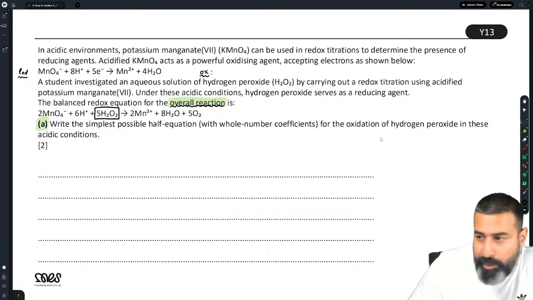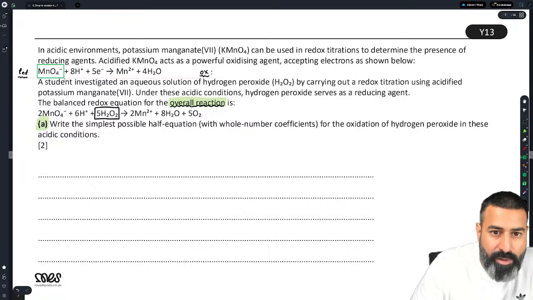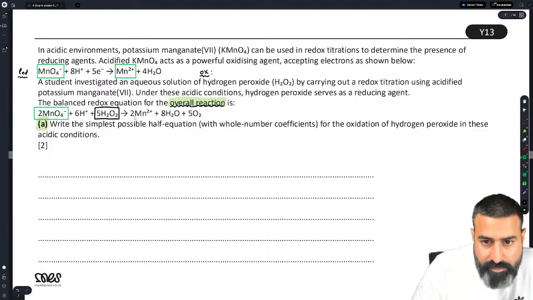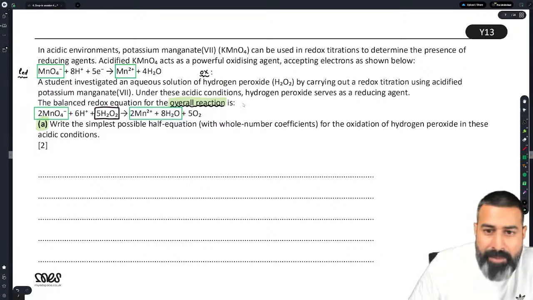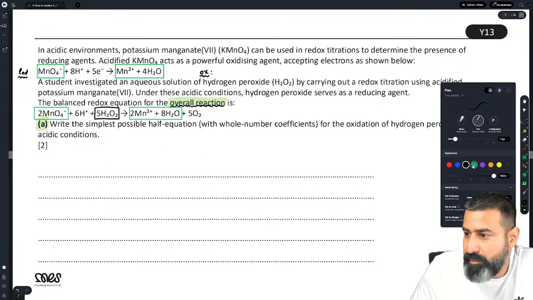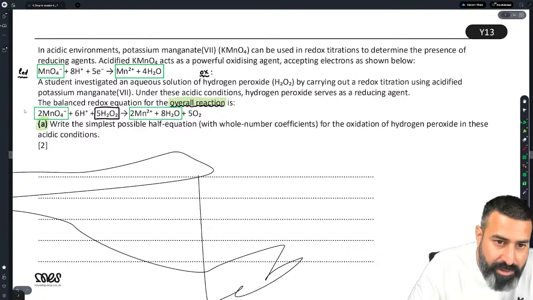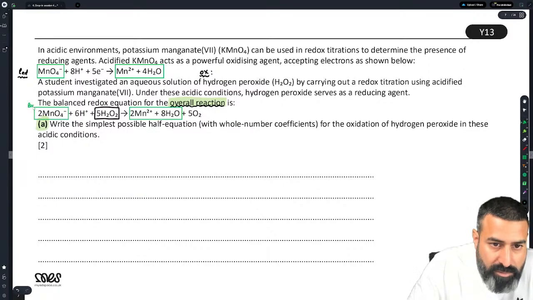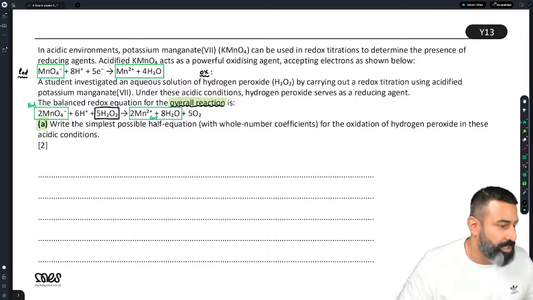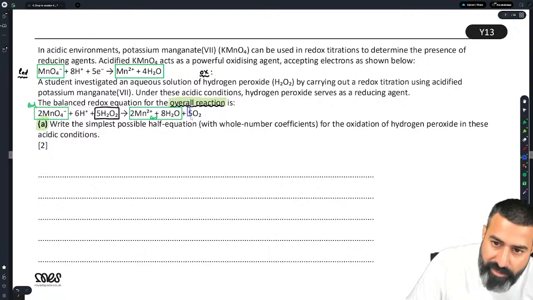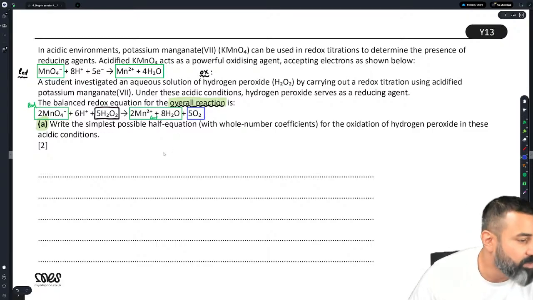So I know from the above that the MnO4 minus goes to Mn2 plus. Agreed? And H2O. So the Mn2 plus and H2O are coming from the reduction. So this is coming from the reduction reaction. And this is also coming from the reduction reaction. So where is this O2 coming from then? Where is this mystery O2 coming from? Well, the O2 must be coming from where?